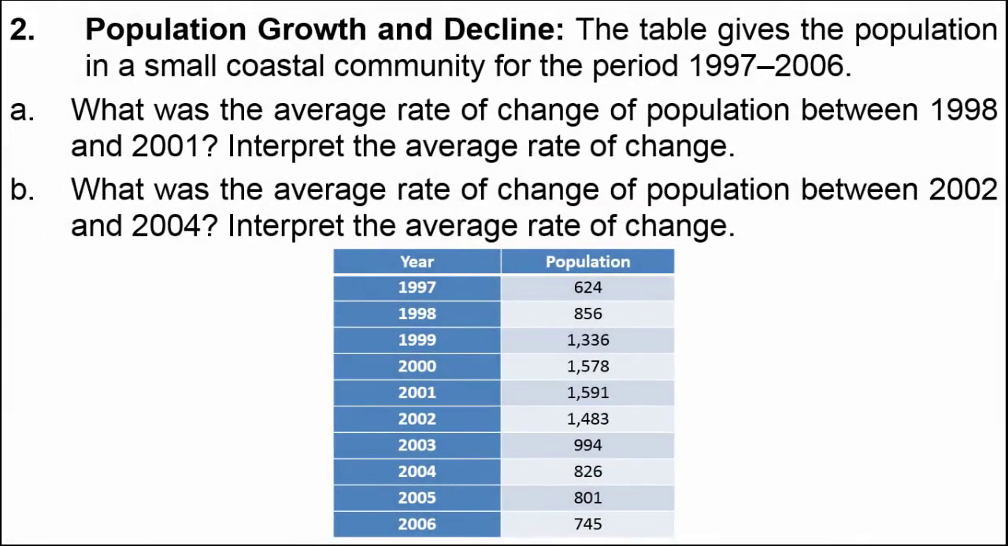Number 2. The table gives the population in a small coastal community for the period 1997 to 2006. Letter A, what is the average rate of change of population between 1998 and 2001? Interpret the average rate of change. Letter B, what was the average rate of change of population between 2002 and 2004? Interpret the average rate of change.